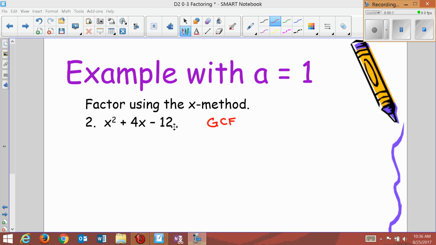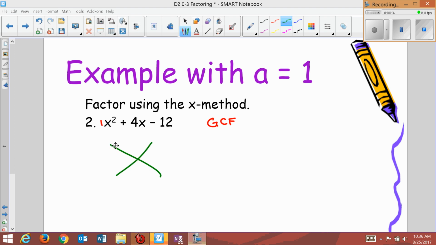Now, that means we need to find something common between A, B, and C. Well, here I don't even have an A listed, so let's make it a 1. Is there any number that could divide into 1, 4, negative 12? The answer is only 1 could, and 1 doesn't simplify it. So we do not have a GCF. So we're going to move straight into the x method.